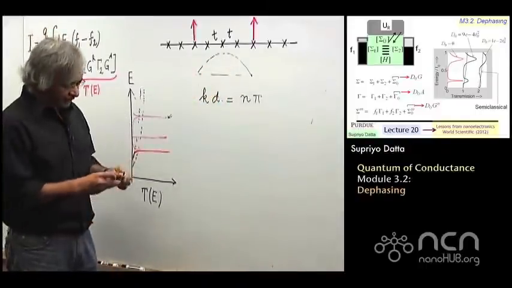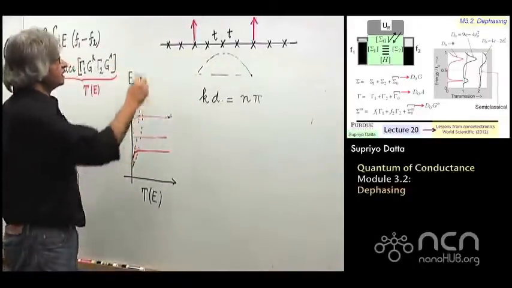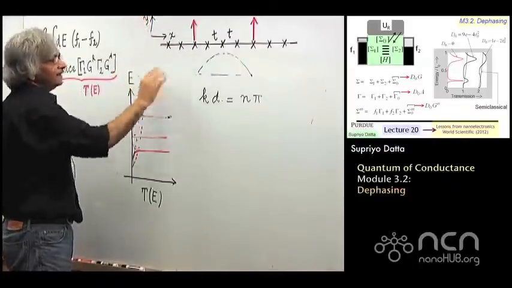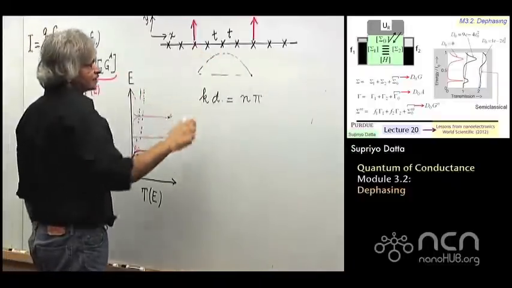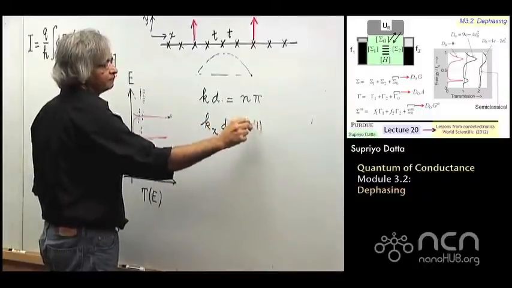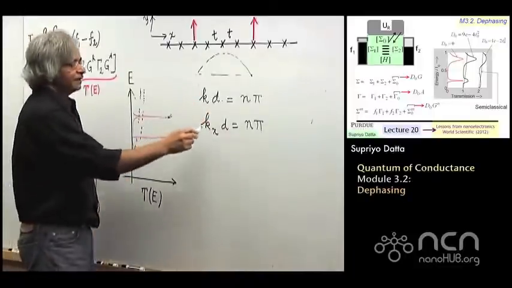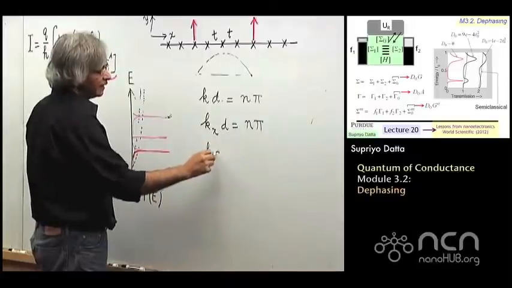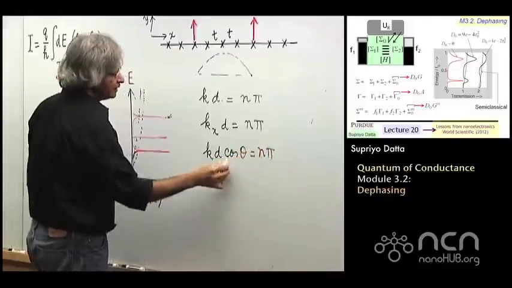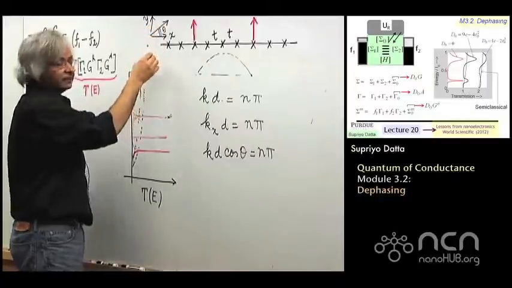Okay? Now the thing is that when you have a two-dimensional conductor, then let's say this direction is, we call x, and that direction, let's say, is y, then the appropriate condition in this case is more like kx times d is equal to n pi, where kx is the x component of k. See, and that looks like kd cosine theta equals n pi, where theta is the angle at which the electron is traveling. That's this angle.